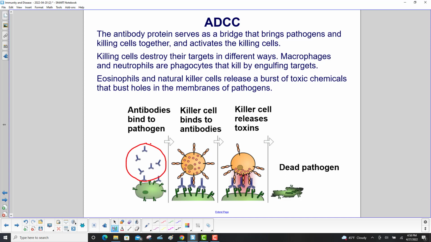So here's our antibodies. The killing cells destroy their targets in different ways. Macrophages and neutrophils are phagocytes that kill by engulfing targets. Eosinophils and natural killer cells release a burst of toxic chemicals that bust holes in the membranes of pathogens. So here's our pathogen down here. The antibodies are bound to it. The killer cell then binds to the antibodies. Here's our killer cell. It releases toxins. You can see you got all these little blue things. They're out here now. And that busts through the membrane of the pathogen, and then we have a dead pathogen.